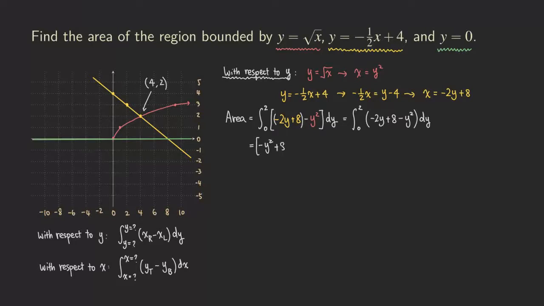Plus 8y, right, antiderivative, and then minus 1 over 3y to the third power, evaluate from 0 to 2, as you can see here. Okay, so now plug in 2, and then also plug in 0, and then we subtract them. So this is basically using the FTC, right? So we are just going to get negative something squared plus 8 times something minus 1 over 3 blank cube. And then you do the exact same thing right here.